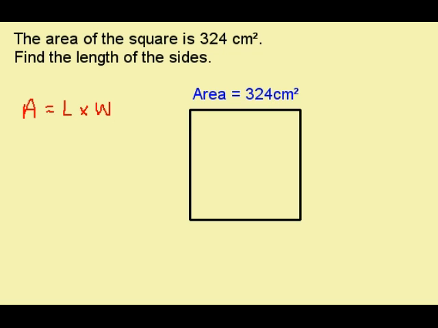There are 2 methods to do this. The first way is by guessing and using my calculator. If I try the number 16 and type in 16 times 16, that's too small. 17 times 17 is also too small. But 18 times 18 gives me the answer 324, so I know that the sides must be 18 centimetres long.